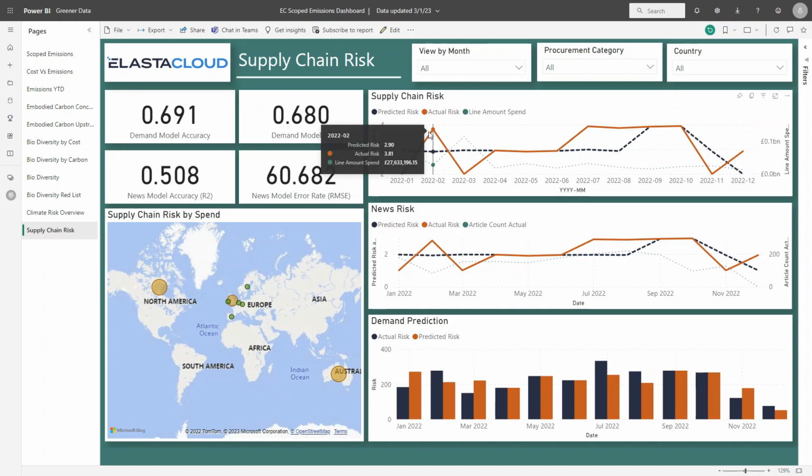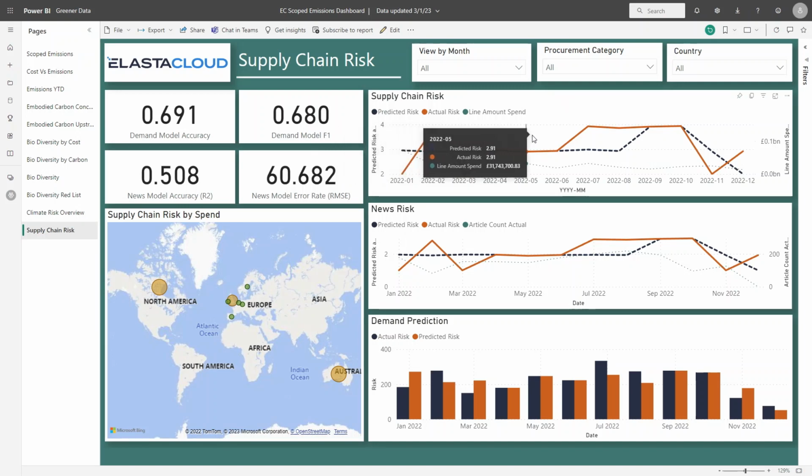The top visual here is the supply chain risk. This is a metric value between 1 and 6. On this visual, we can see how the model performed against the actual risk, and as we are still using the Dynamics 365 order data, we can see how the amount spent per month tracks against risk.